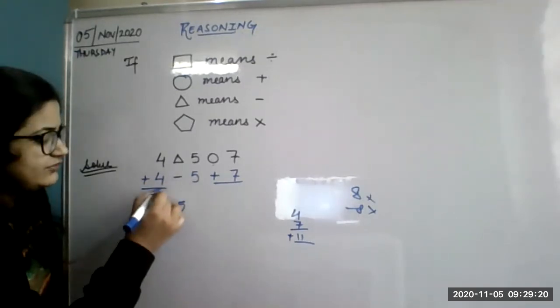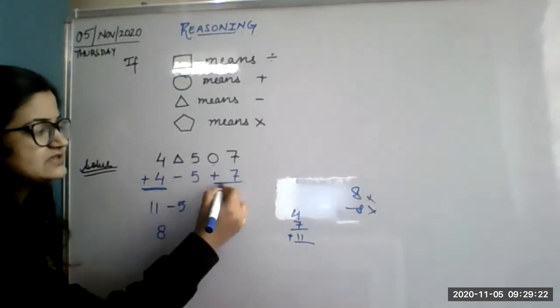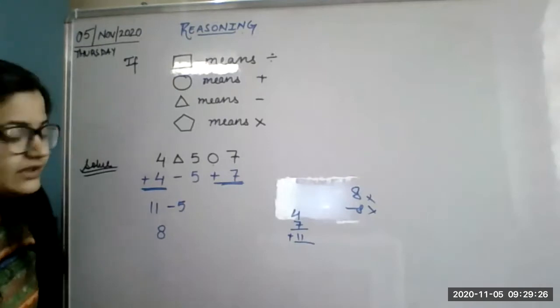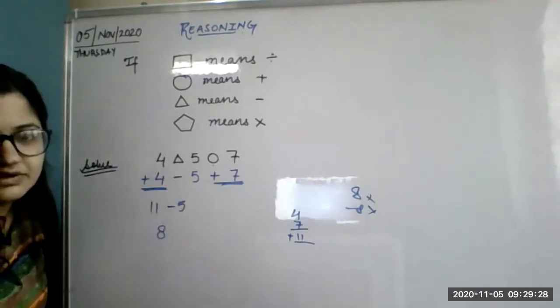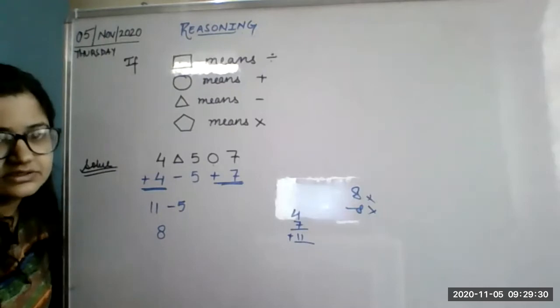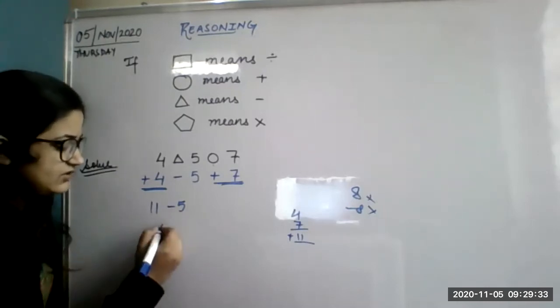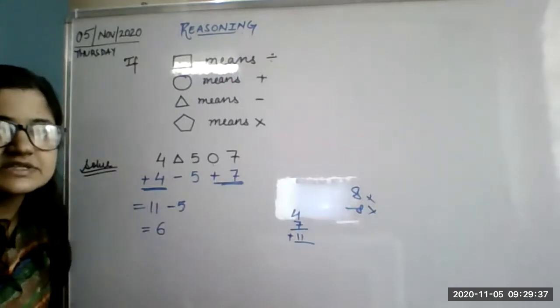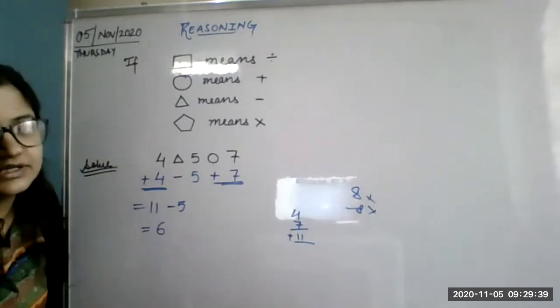So what are we going to do? We are going to add this number and this plus 7 together, add them together and put this down as minus 5. Then 11 minus 5 is 8. Sorry, 11 minus 5 is 6. So those who were saying 6 is the correct answer, yes, 6 is the correct answer.